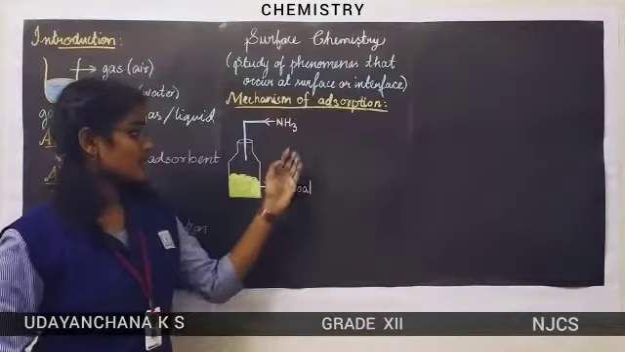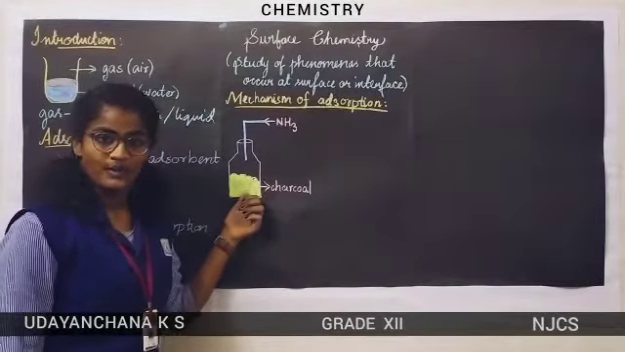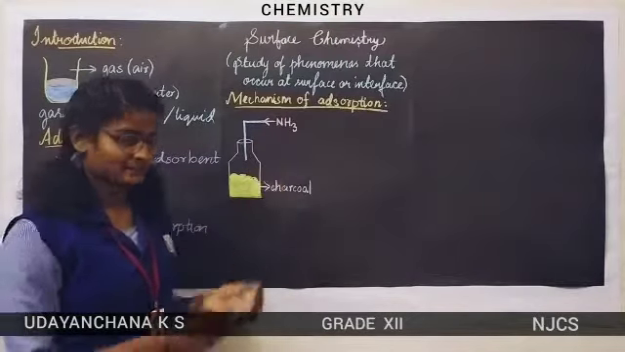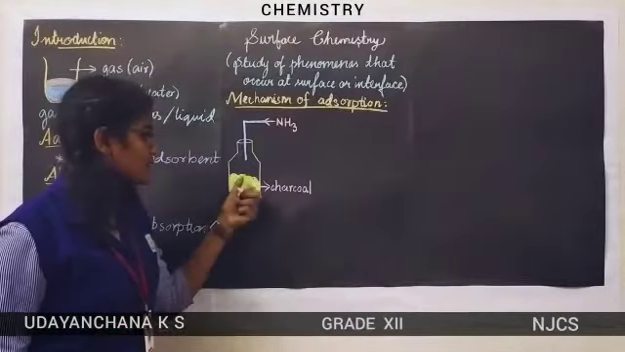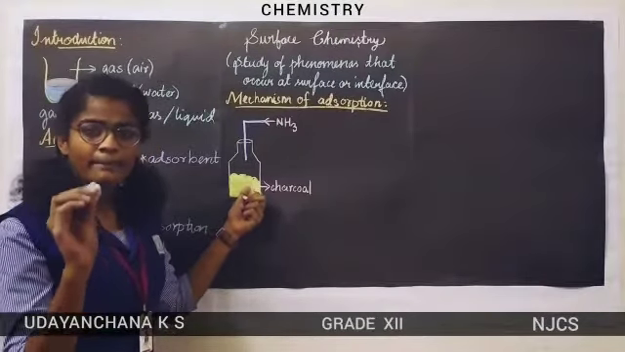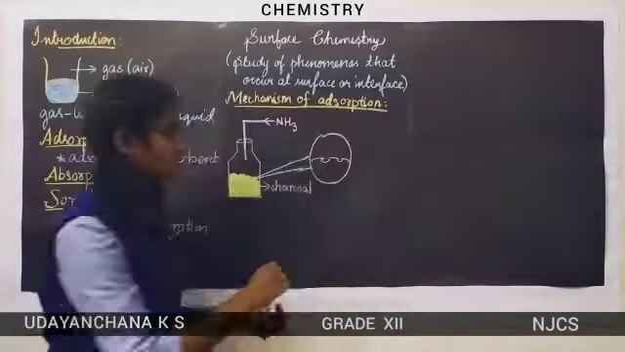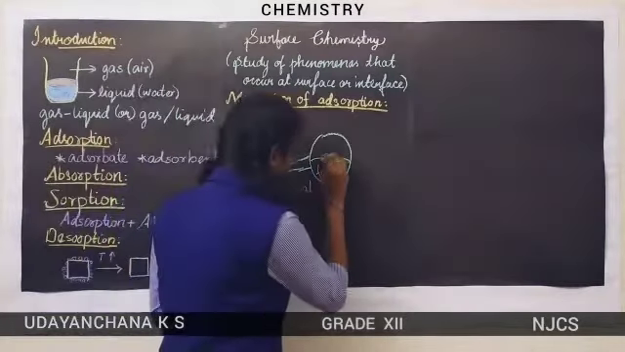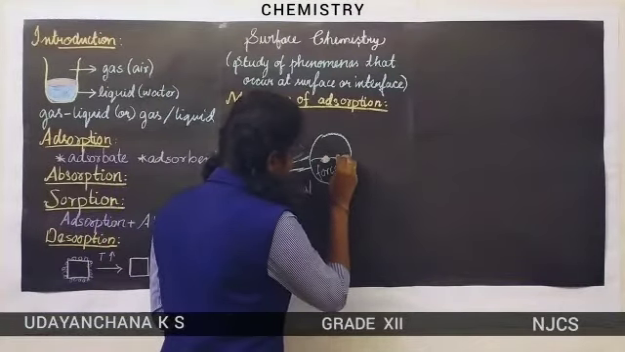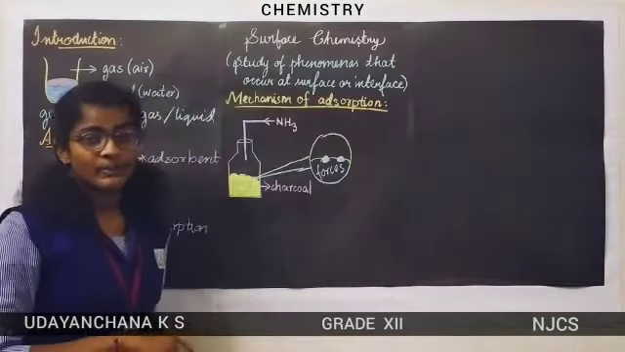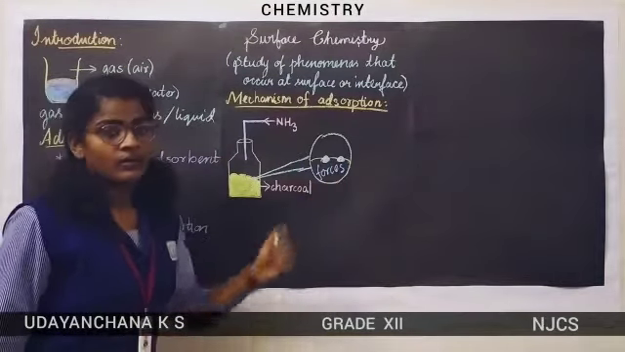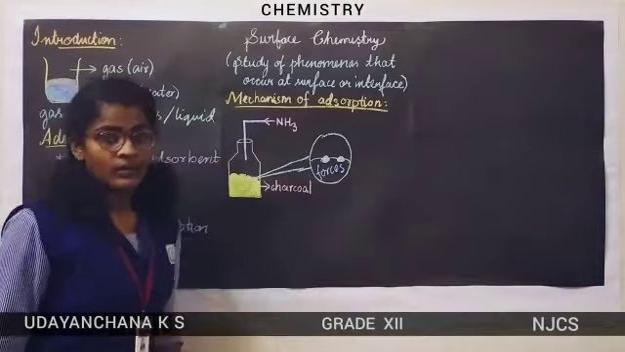I am going to explain this process by taking charcoal as the adsorbent and ammonia gas as the adsorbate. When we closely observe the surface of charcoal, we can find minute pores and pits. So, this is the surface of the charcoal. There are many attractive forces on the surface. Now, when ammonia molecules come and sit on the surface of the charcoal, let's see what happens. Now, the ammonia molecule is on the surface of the charcoal. In this process, heat is liberated.